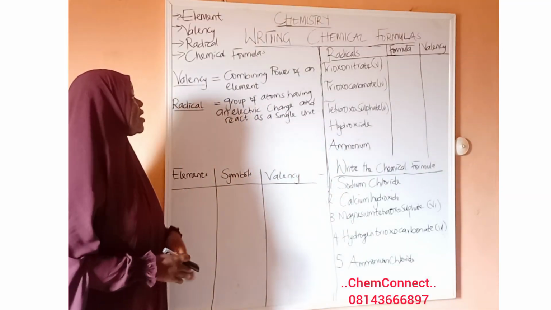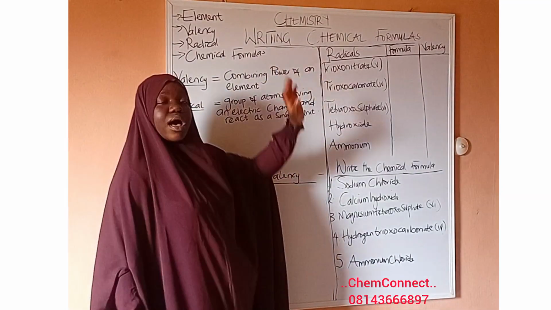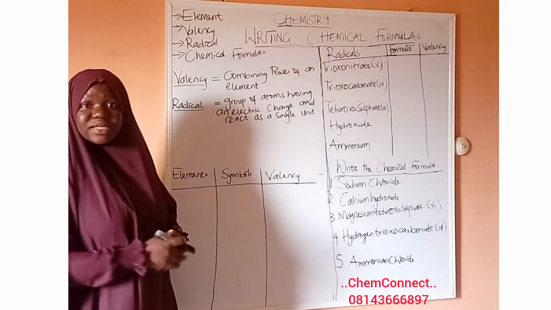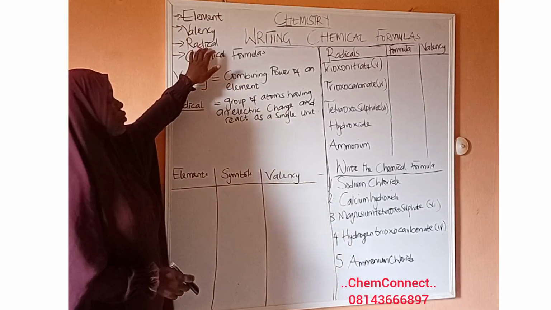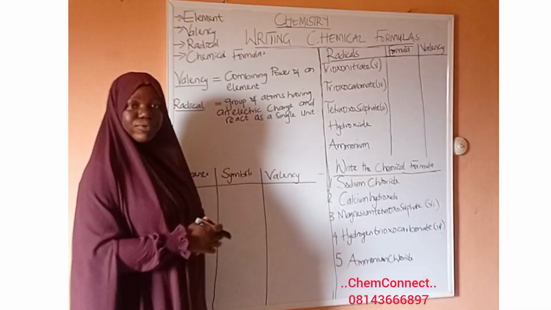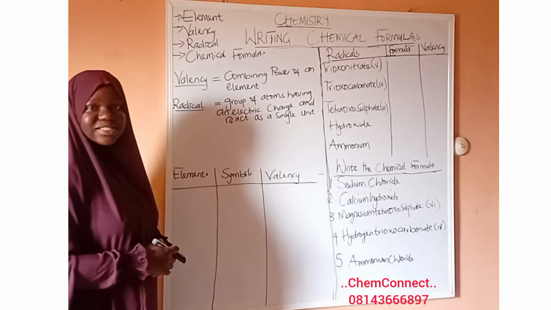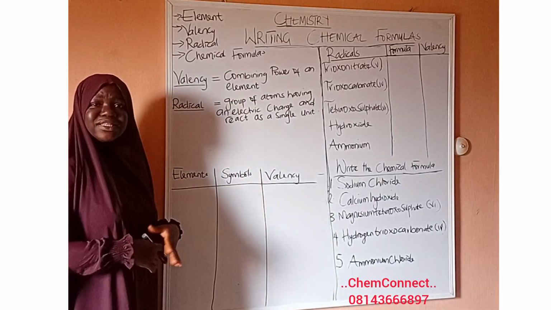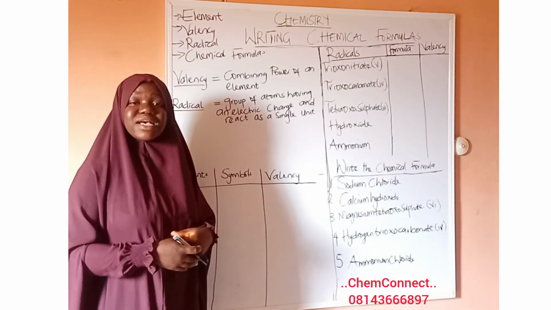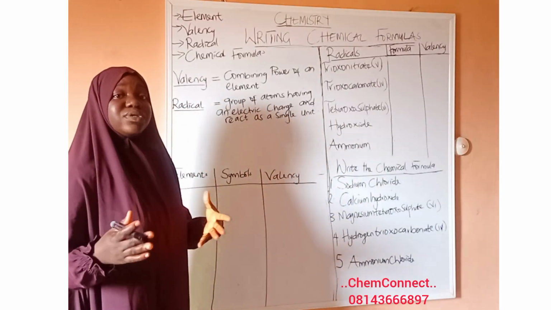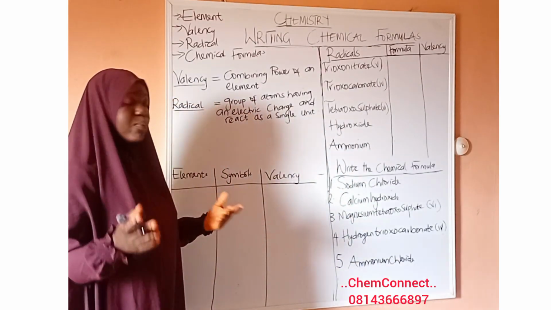Today, we'll be learning how to write chemical formulas. But before then, we need to know what elements are, valency, radical, and chemical formulas. Let's get started. What are elements? There are over 100 known elements, and elements are substances that cannot be broken down by ordinary chemical process.